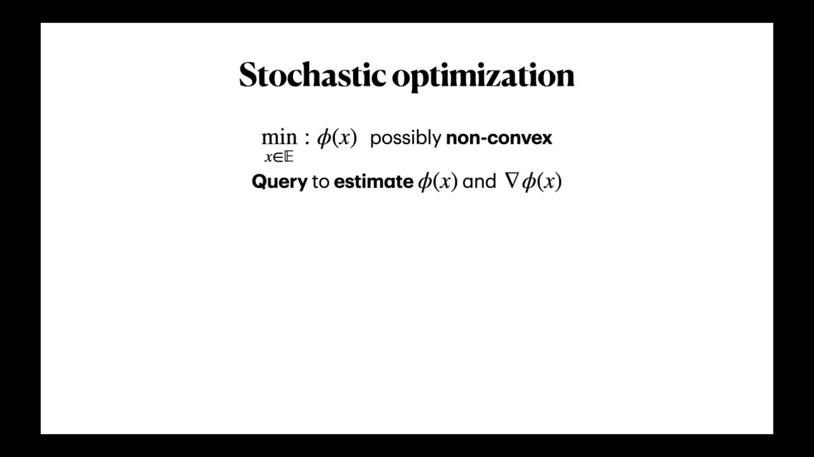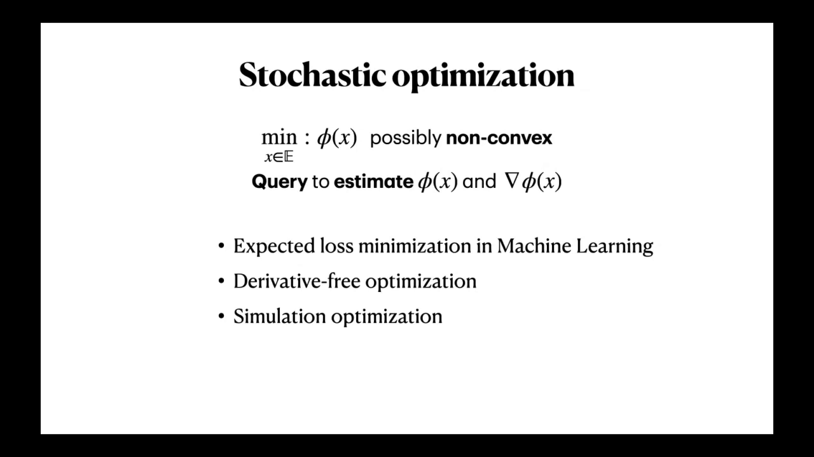We are interested in solving the unconstrained optimization problem, say minimizing a function phi of x that is possibly non-convex. In our setting, we do not assume we have accurate access to the function value or gradient. Instead, we assume that we can query some oracles to estimate the function value or the gradient. This captures many interesting settings, for example expected loss minimization in machine learning, derivative-free optimization, or simulation optimization. In expected loss minimization, we do not have access to the true gradient, or maybe it's too expensive to calculate the entire gradient. But what people usually do is take a randomized mini batch and average over the mini batch to get an estimate of the stochastic gradient.